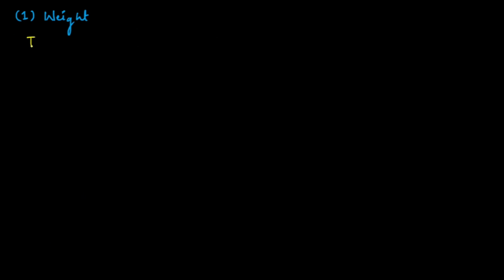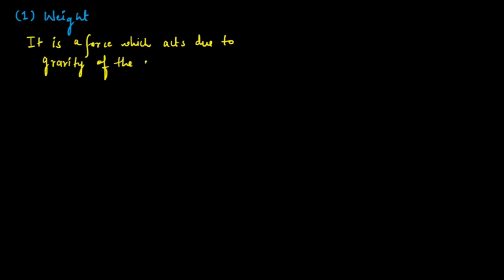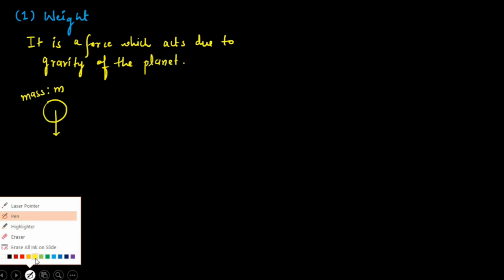So weight is defined as a force which acts due to gravity of a planet. Remember this term. We not only define weight for Earth, we can define weight for any planet. Okay. So suppose there is an object and it is placed on Earth, assuming it has some mass m. So weight is the force with which that planet pulls that object.